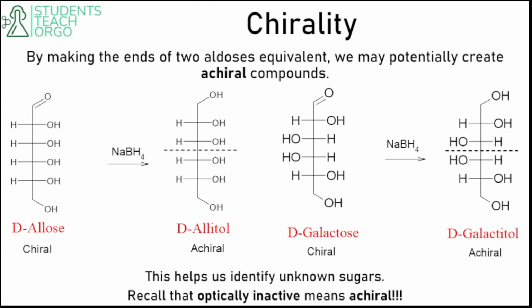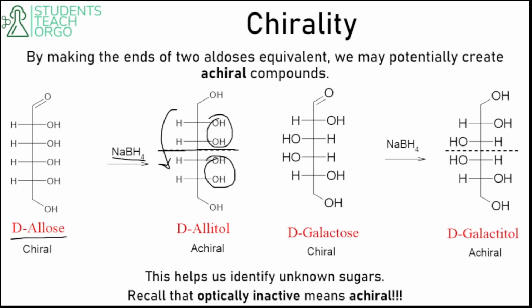If I start with something like D-allose and I apply NaBH4, I'm going to reduce the aldehyde, and now I have a possibility of symmetry. If it's symmetrical down the center, so I basically draw this line cutting through, and you basically fold it like a book. So as you can see, these two hydroxyls are both on the right, and these two are both on the right. So this is actually symmetrical, and therefore it's achiral.